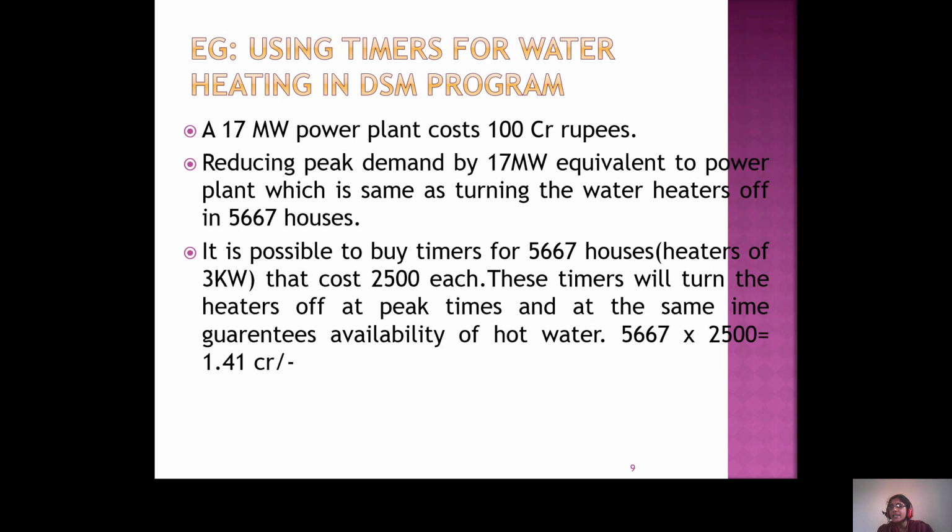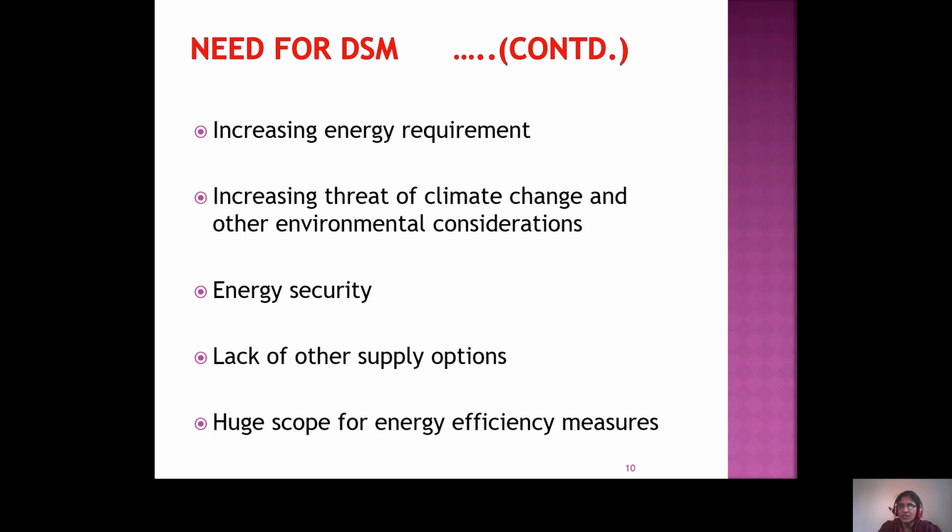Then you observe here, a 17 megawatt power plant costs 100 crore rupees. So reducing the peak demand of 17 megawatt is equivalent to turning off water heaters in 5,667 houses. It is possible to buy timers for these 5,667 houses at a cost of 2,500 each. These timers will turn the heaters off at peak times while guaranteeing availability of hot water, for 1.41 crores.